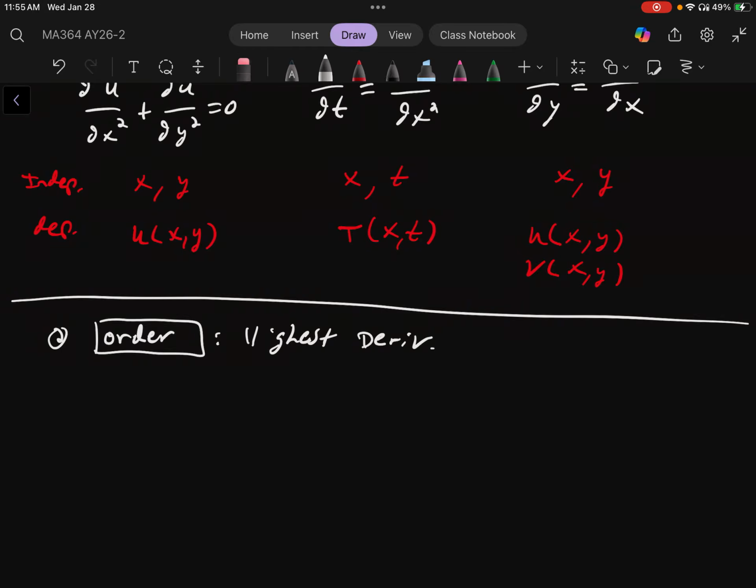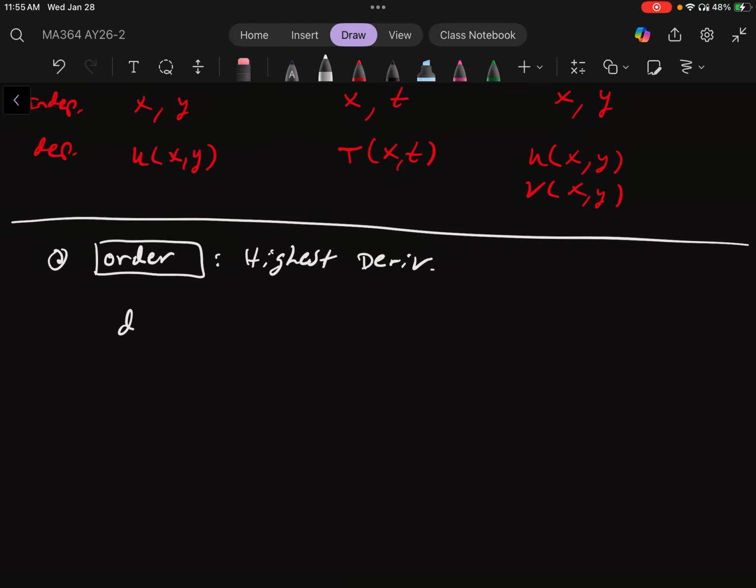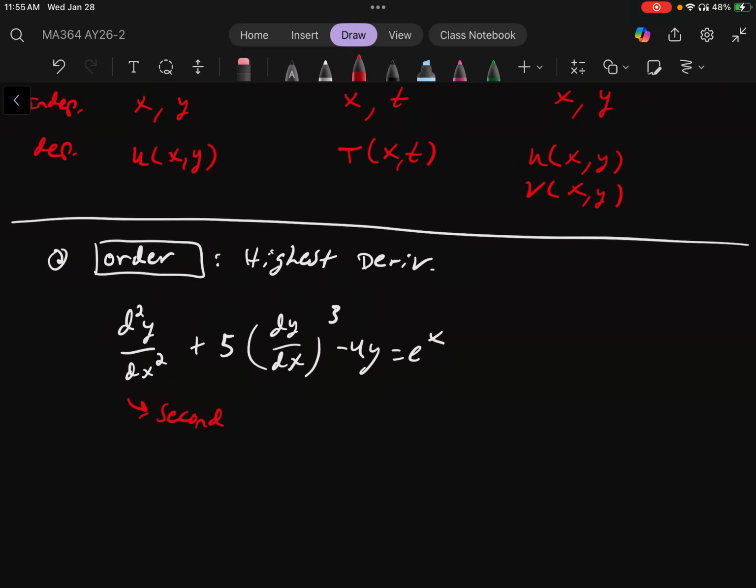So it's pretty straightforward. For example, if I had d squared y dx squared plus 5 (dy dx)^3 minus 4y equals e to the x, this equation would be second order because the highest derivative in there is of power 2. Notice that's different than the dy dx being cubed. That is not the order, but instead that is the first derivative cubed. So it's a little deceiving.